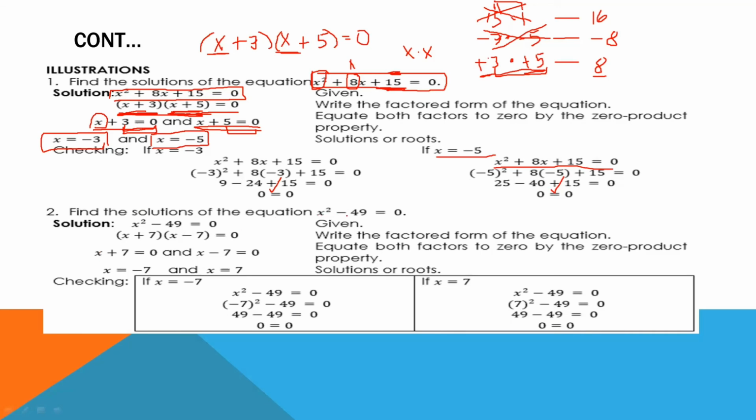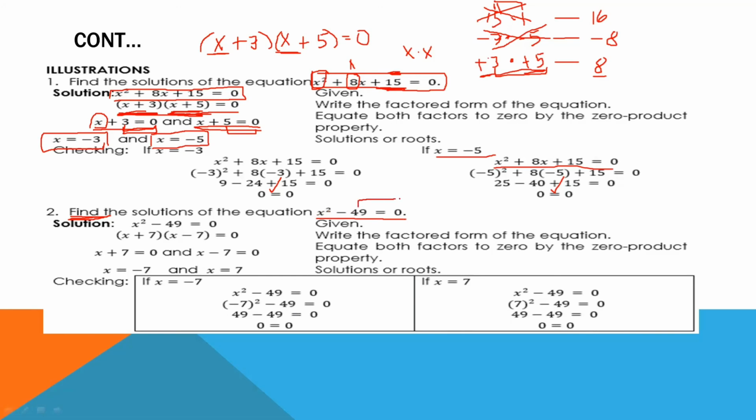So, x squared minus 49 is equal to 0. Sabi kanina, we can use the extracting the square root, no? If we don't have a linear term. But, not all equations na walang linear term can be solved using the extracting the square root. So, for example, ayan. So, eto, sa factoring, we can use extracting the square root. Pero, we will show also na pwede rin siyang i-solve using factoring.